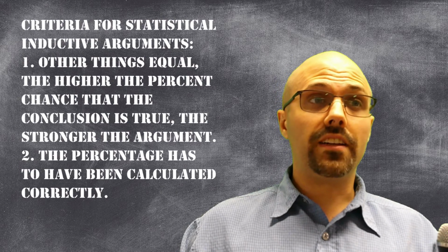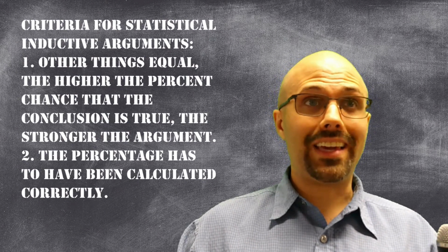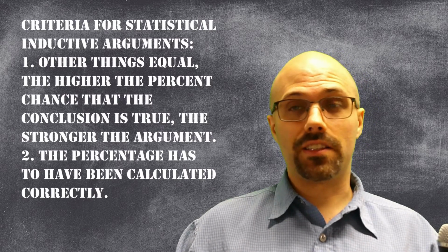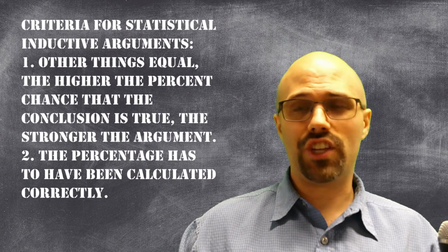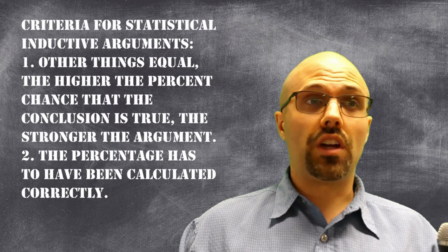The second criterion that we're going to ask is basically, has the calculation been done properly? Have we calculated the percentage? It doesn't really matter if I say there's a 95% chance that someone will be able to run a mile if I didn't do my math right, if that 95% chance should really be 60 or something. So those are the two questions we're going to ask.